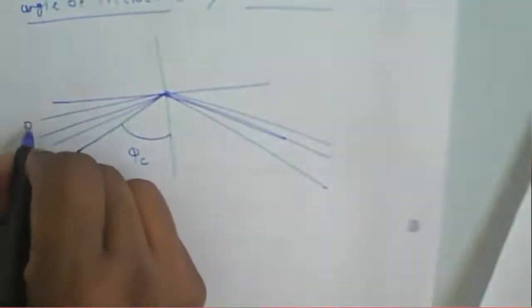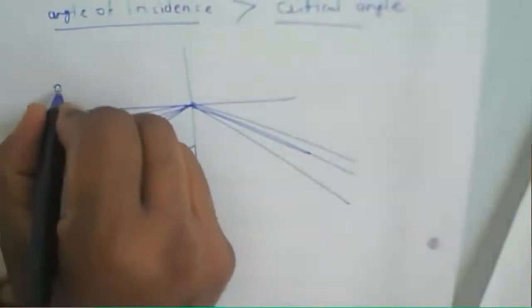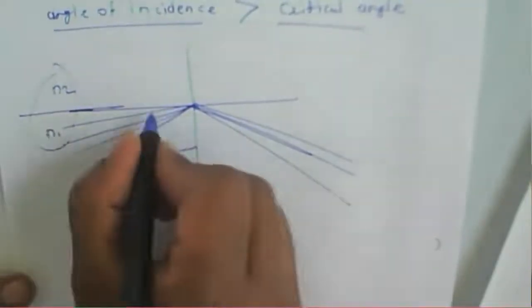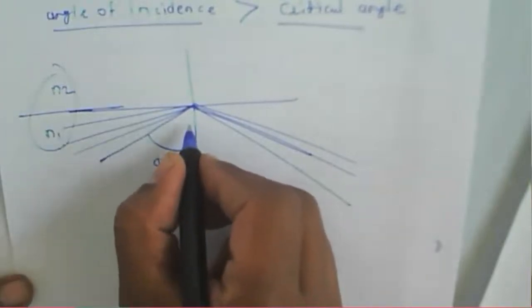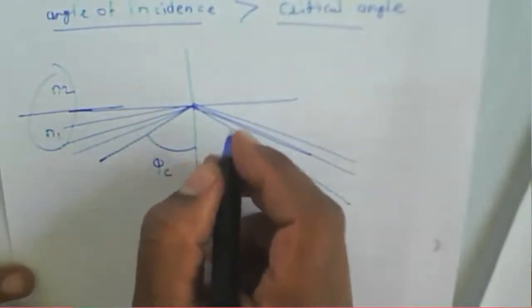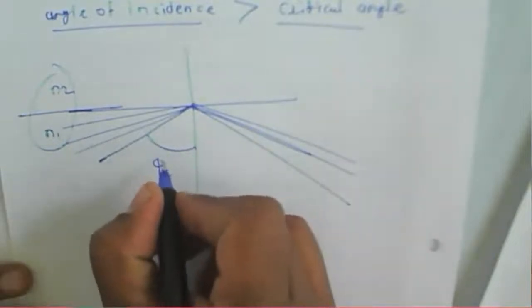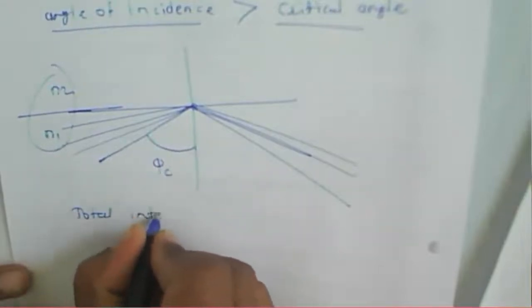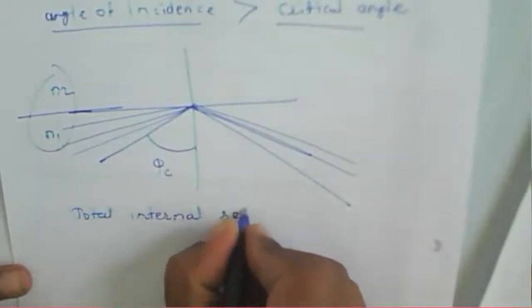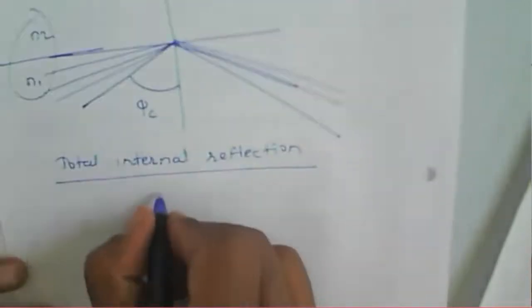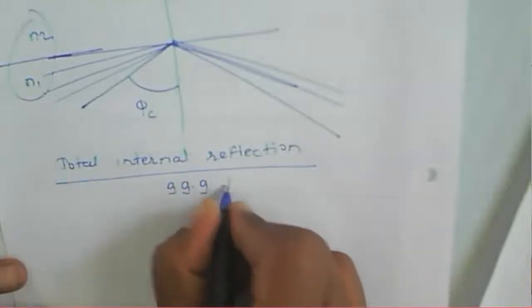This happens even if the boundary has a difference in the refractive index. Here we have a different refractive index n1, and this medium has a difference. Even if there is a difference in the refractive index, if the angle of incidence is more than the critical angle, then all the signal will be reflected back. That is called total internal reflection.